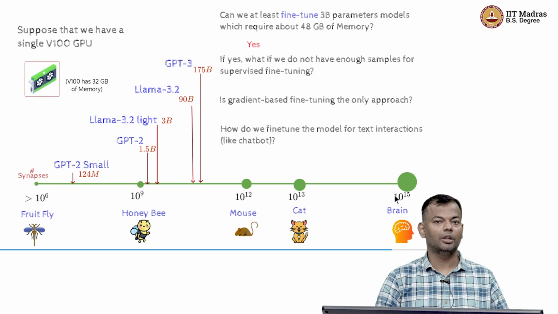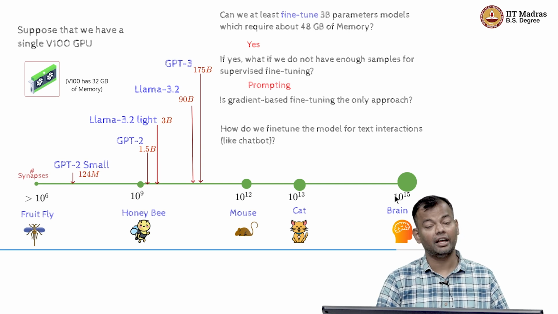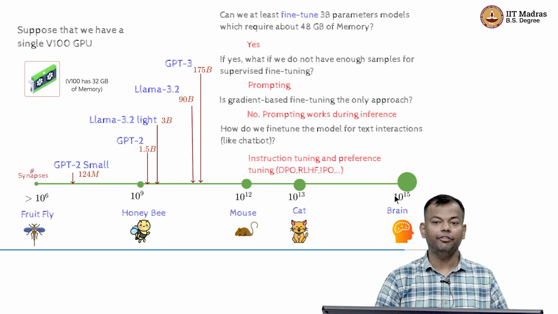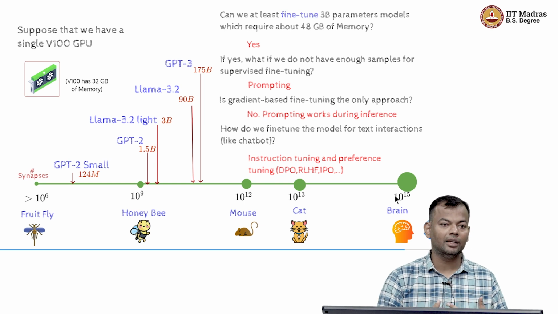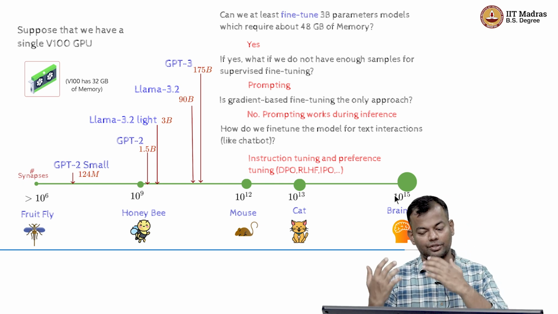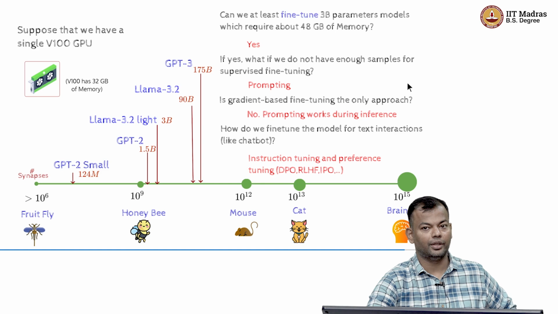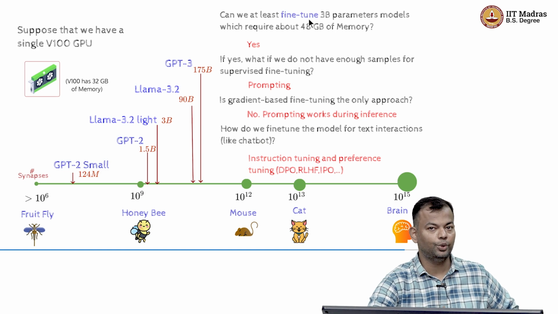Can we fine tune a smaller model? Yes, we can do that. Do we have enough samples? What if we do not have enough samples? Then we can do prompting. Is gradient based method the only approach? No, you can do prompting again. And if you want to make it more chatbot like, following instructions, then you need to do instruction fine tuning and preference fine tuning. So on top of the base model, what are the things that you can do? Fine tuning, prompting, instruction fine tuning, and preference tuning.